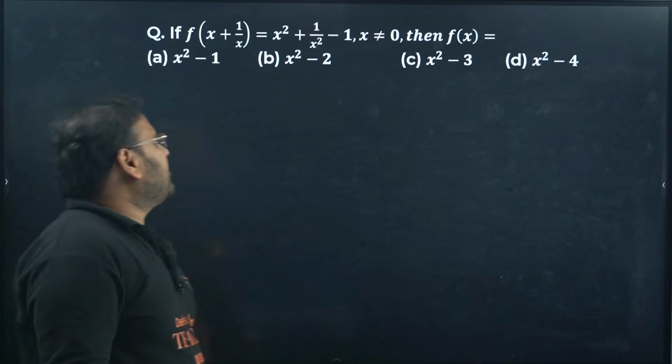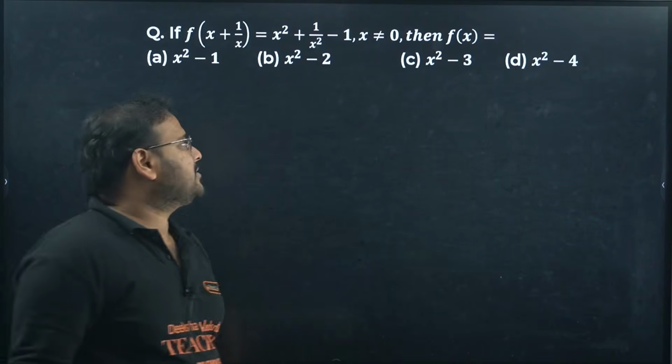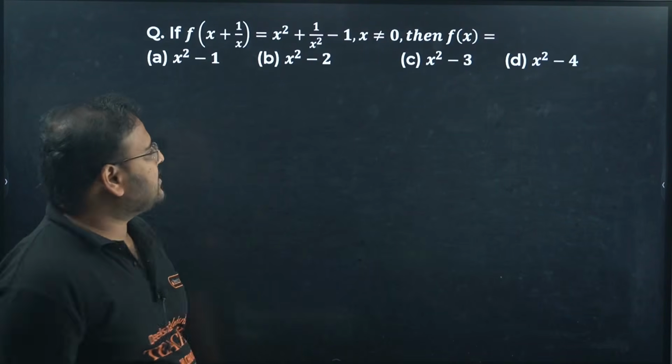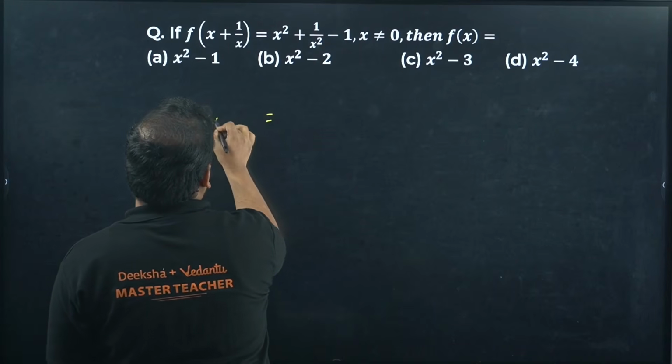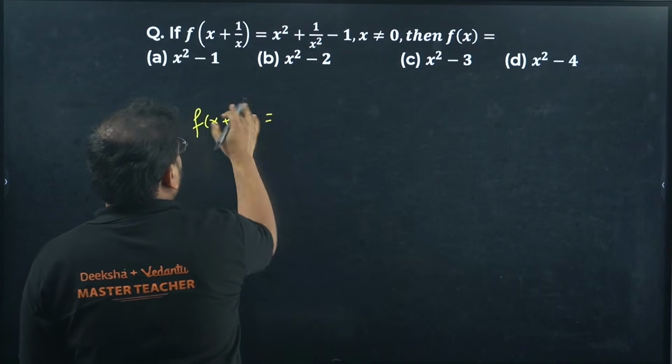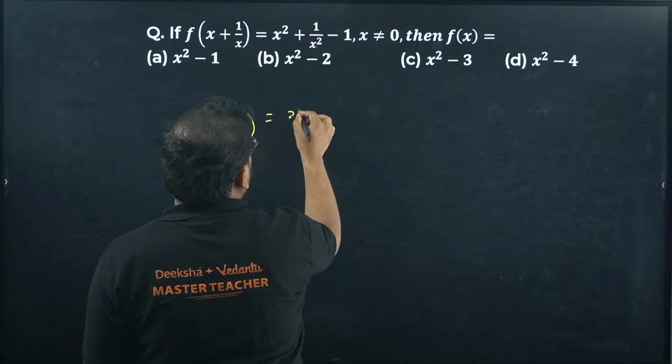If f of x plus 1 by x is x square plus 1 by x square minus 1, x not equal to 0 of course, then find f of x. Okay? Of course we need to know that we have to replace it. Substitute this whole thing as something. Good that we already have a result over here.